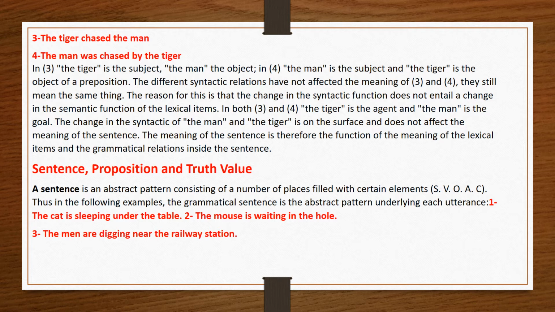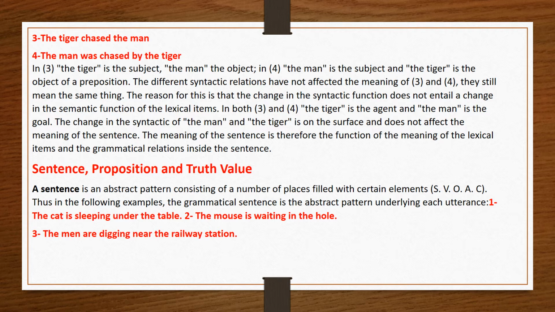We have number 2, the mouse is waiting in the hall. The mouse is the subject and the doer of the action, is waiting is the verb, in is the preposition, and the hall is the complement of the preposition. And we have number 3, as you see here, the men are digging near the railway station.